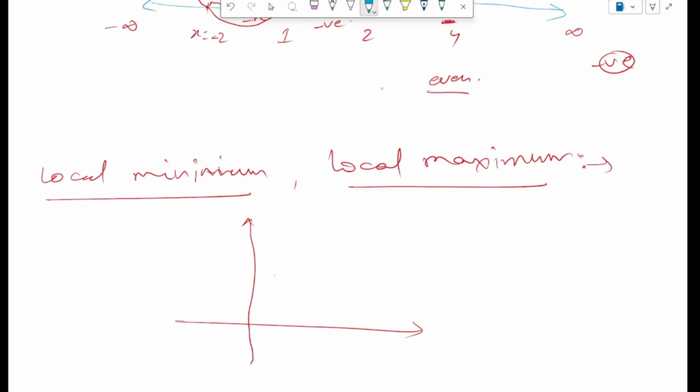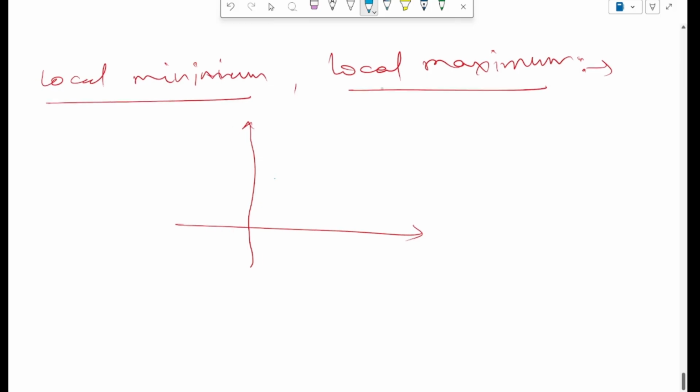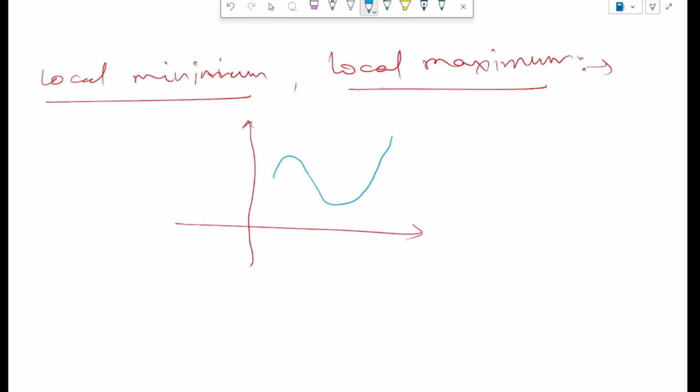This confuses many students. What will be the absolute maxima? What will be local maxima? Relative maximum, like that. So let's take an example. Let's draw this graph. So this is like this.